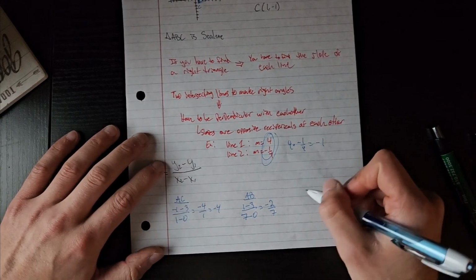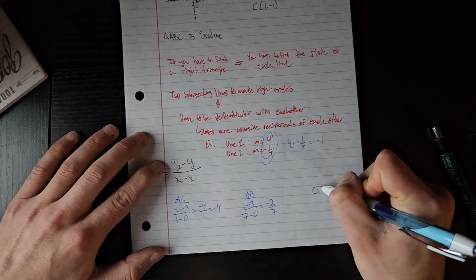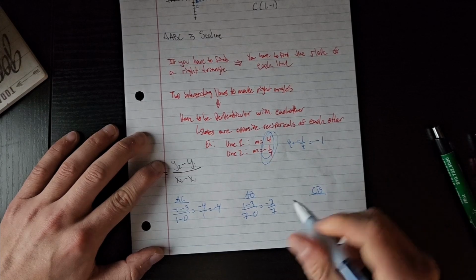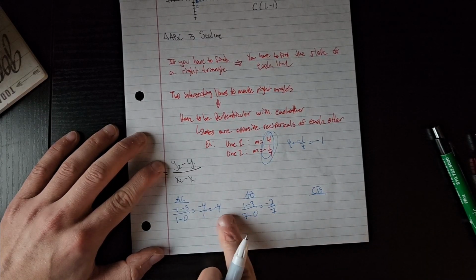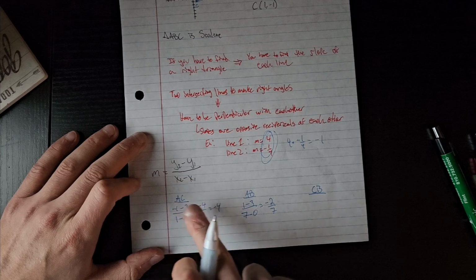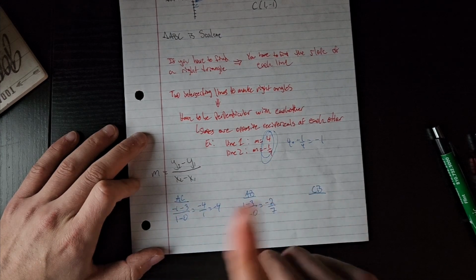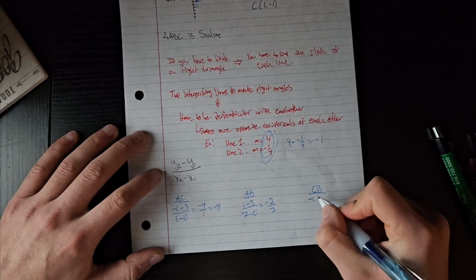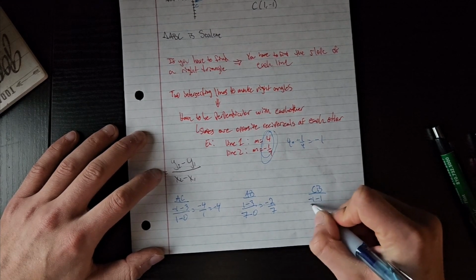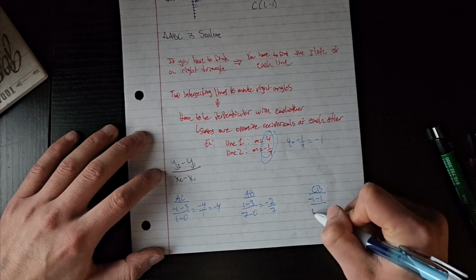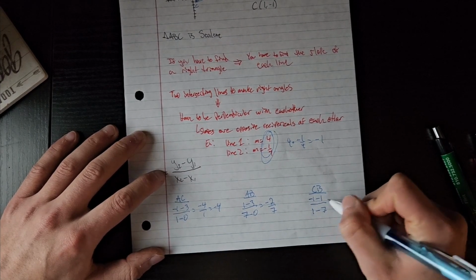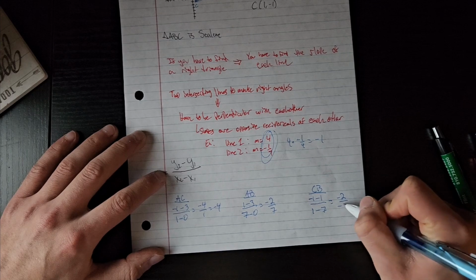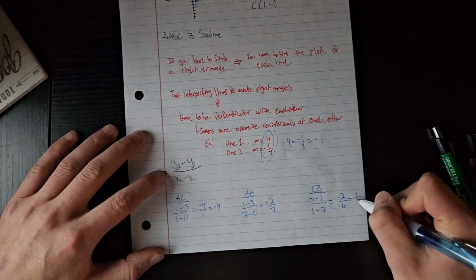Anyways, CB, this is the last one we have to do. Notice that AC and AB are not opposite reciprocals, so we can say AC intersecting AB, no right angle. All right, last one, negative 1 minus 1 over 1 minus 7. That gives us negative 2 over negative 6, giving me 1 over 3.